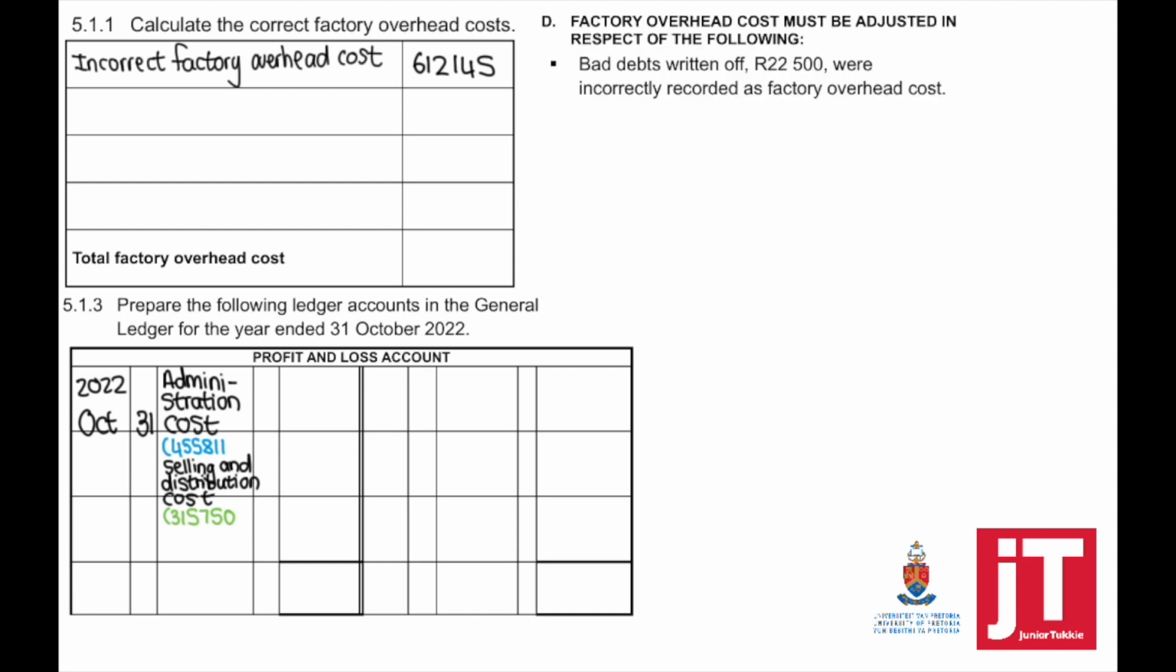The first adjustment: bad debts written off, 22,500, were incorrectly recorded as factory overhead cost. Remember that bad debts has to do with your selling and distribution cost. So this has now been incorrectly added to the factory overhead cost, which means we will need to take it out, and to take it out, we'll need to subtract it so that it can be added to the selling and distribution cost.